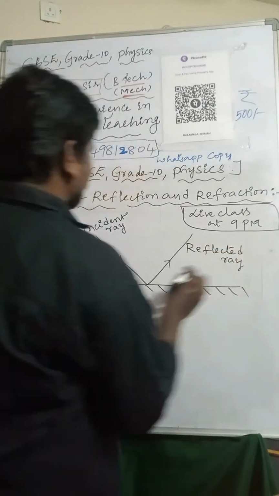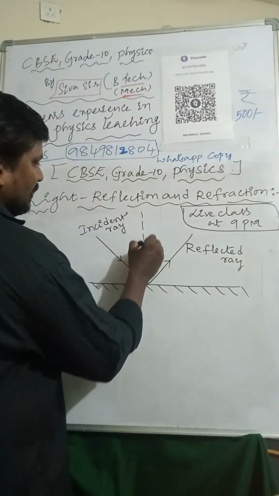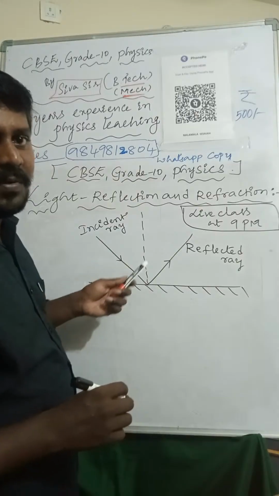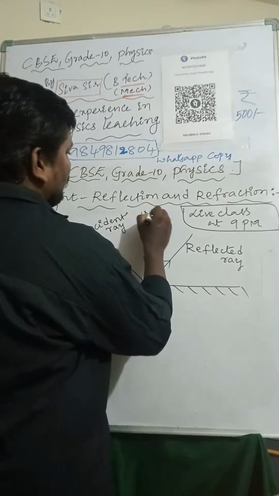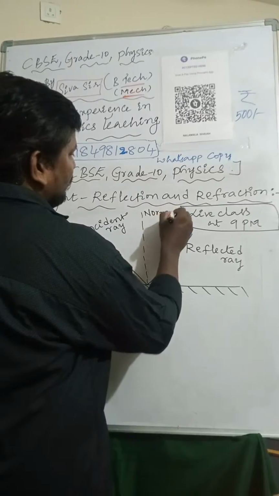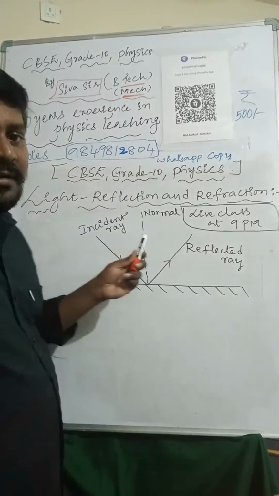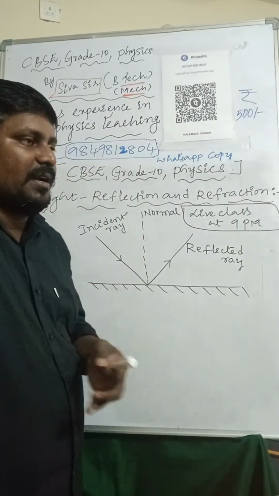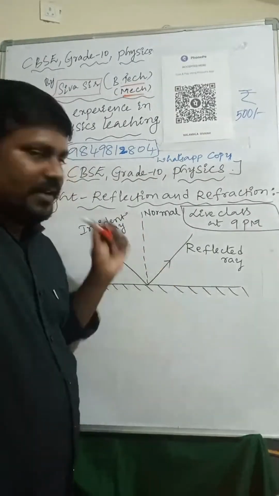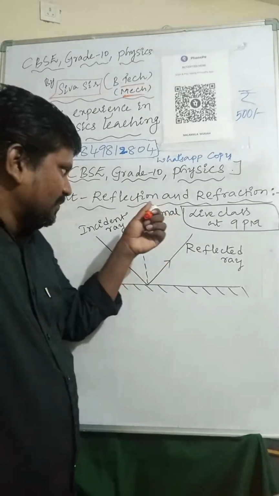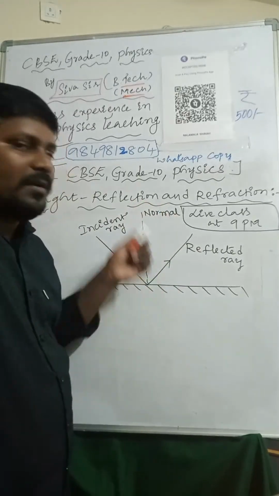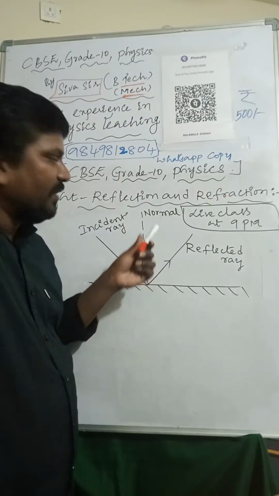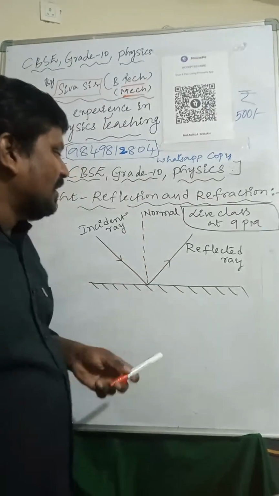And the line which is perpendicular to the surface is called the normal line. Actually, this line does not exist. For our understanding of the phenomenon of reflection of light, we simply draw this line as a dotted line, for analyzing reflection. So this is the normal line.